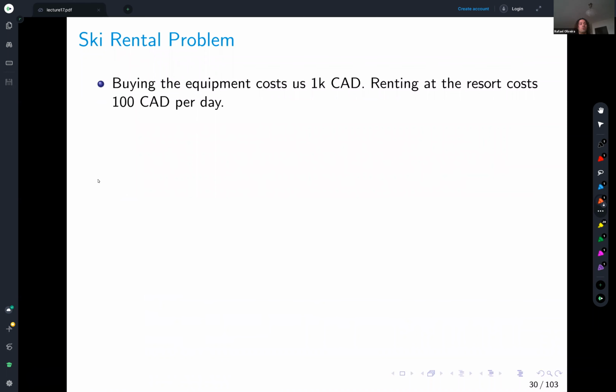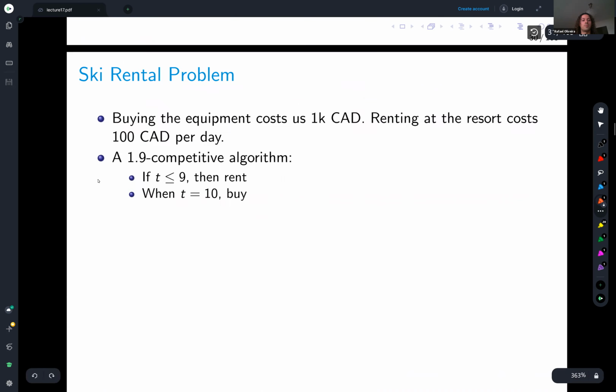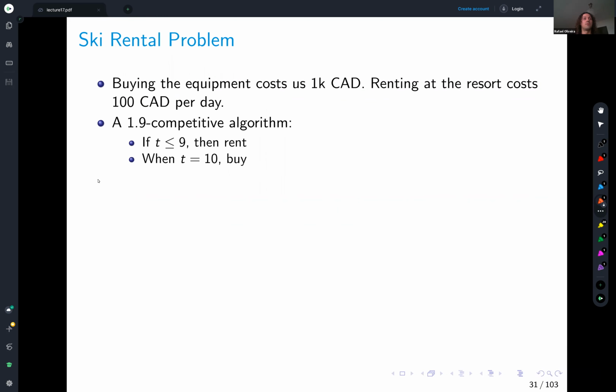All right, so if you remember the costs, these are the costs, and now let's describe the algorithm. So here's a 1.9 competitive deterministic algorithm. What does the algorithm do? Well, T is the current time that we're going skiing. So if T is less than or equal to 9, then we just rent, and when T is equal to 10, we buy. Does that make sense? So this is the entire algorithm, because if T is greater than or equal to 10, I already made my decision. Does that make sense?